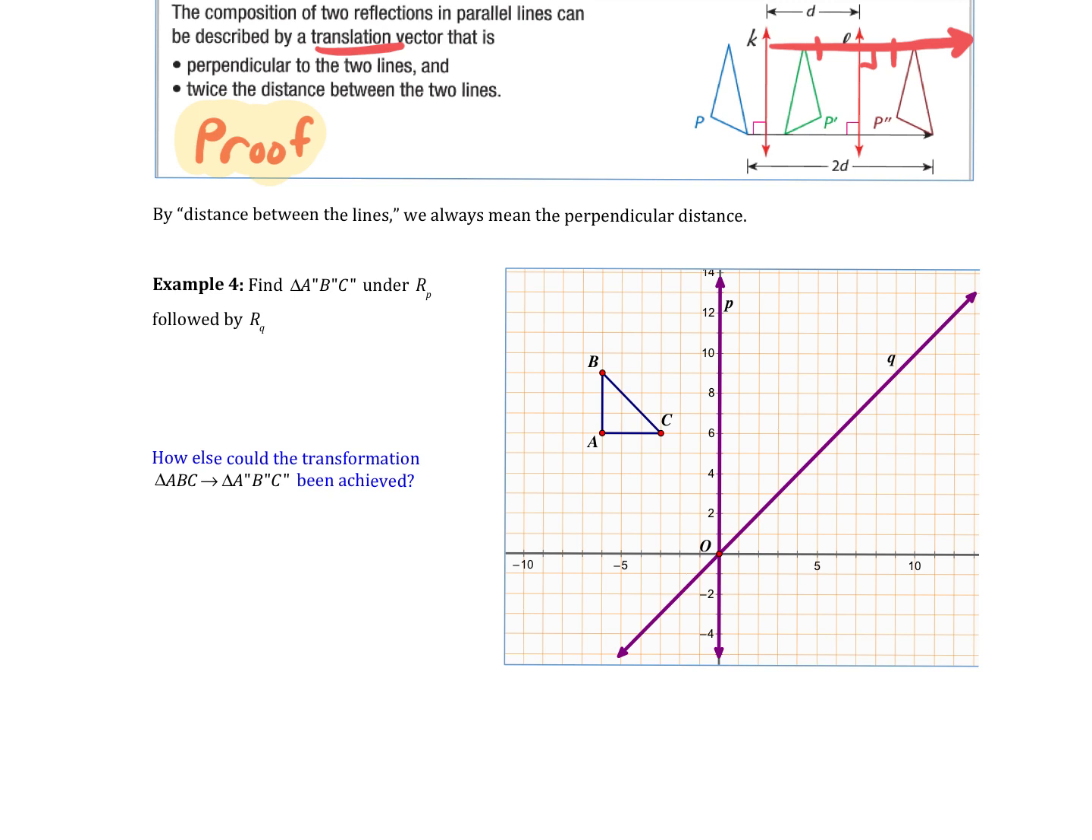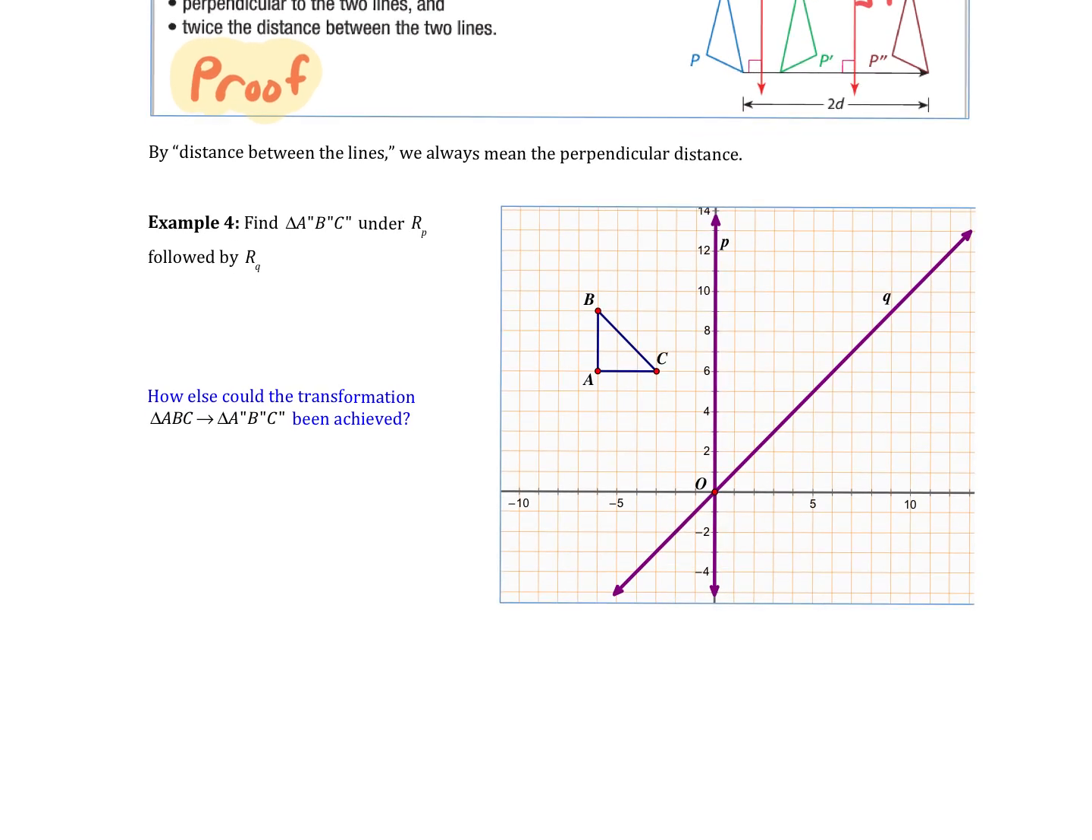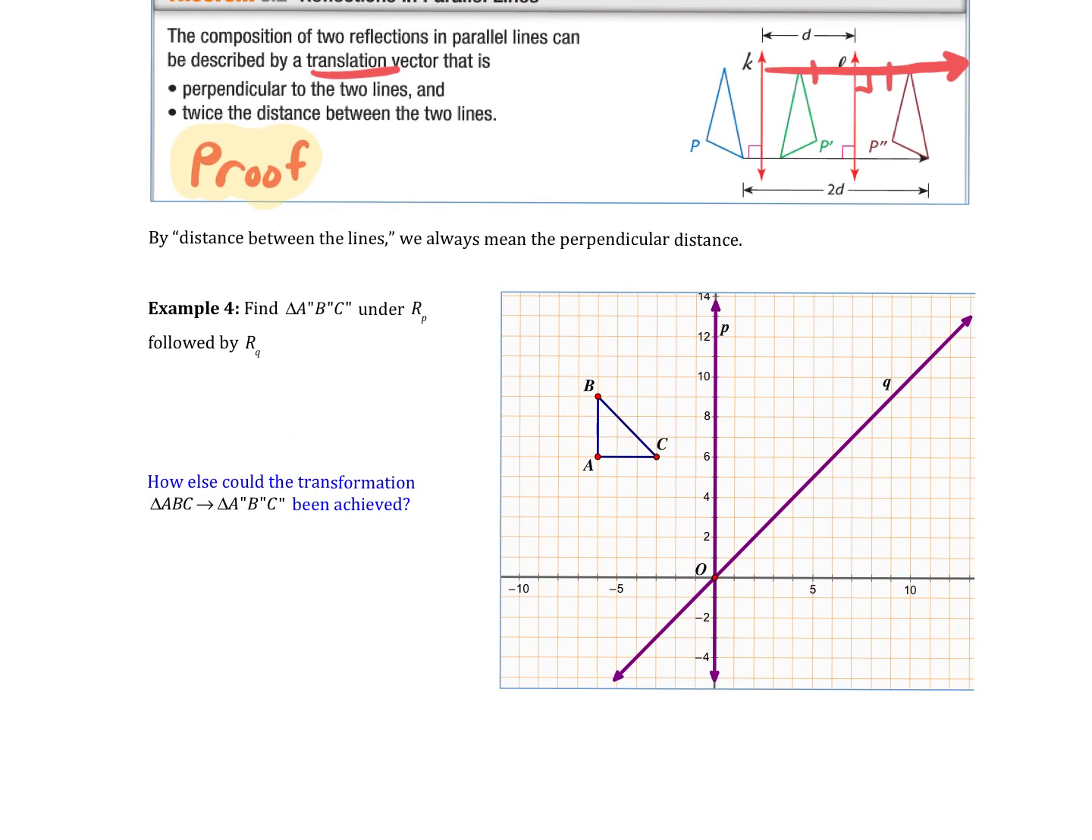Okay, example. Do I want to do this in class or should I do this now? Oh, no, I have to do this one because this is not two parallel lines. This is the other theorem that's important in this lesson. What if I reflect over P and then reflect over Q? So these are not parallel. This is a different kind of situation, and it's going to lead to a different theorem when we get to it.